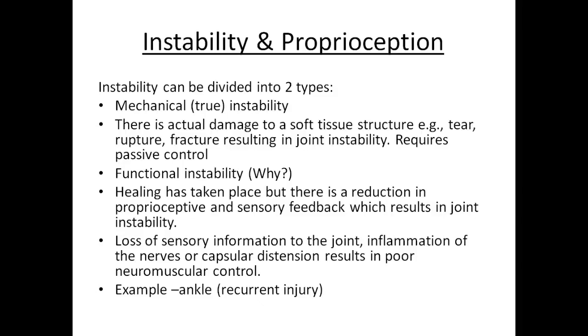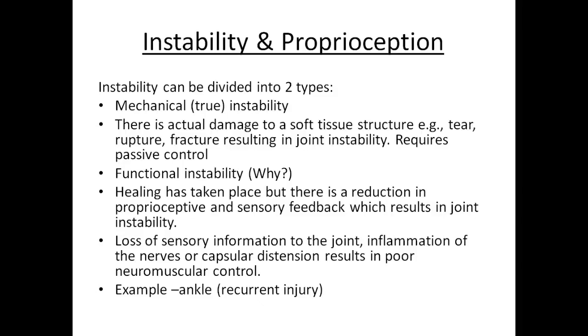So, instability and proprioception. Instability can be divided into two. Mechanical or true instability: there's actual damage to the soft tissue, a tear or rupture or a fracture, and that requires passive control, like a brace or something.